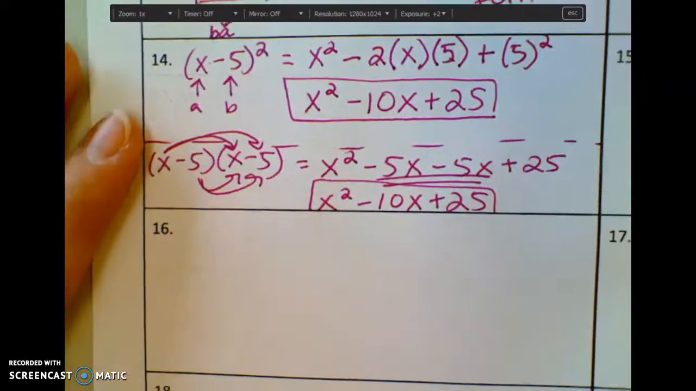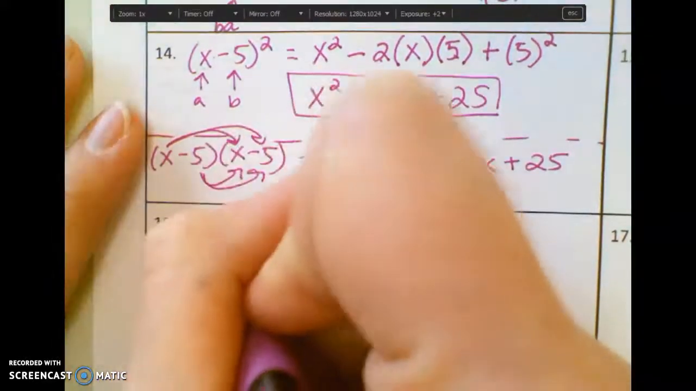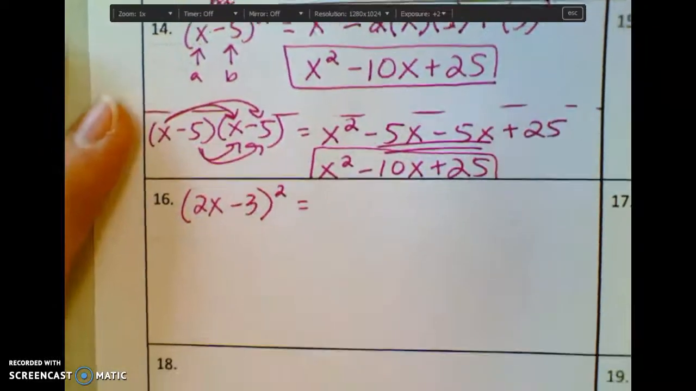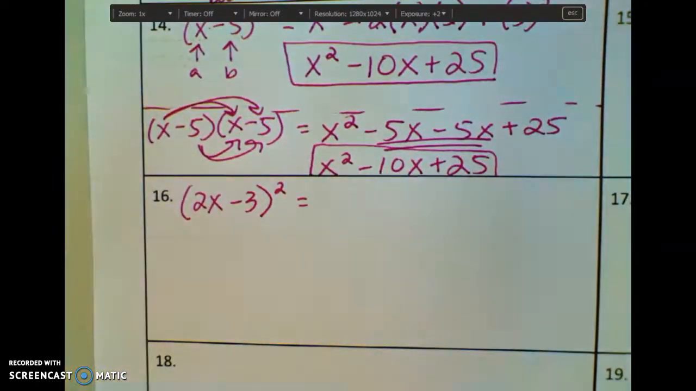Let's look at another example, number 16: (2x - 3) squared. Go ahead and try to do this one in your head or on your paper, and then check back and check your answer.